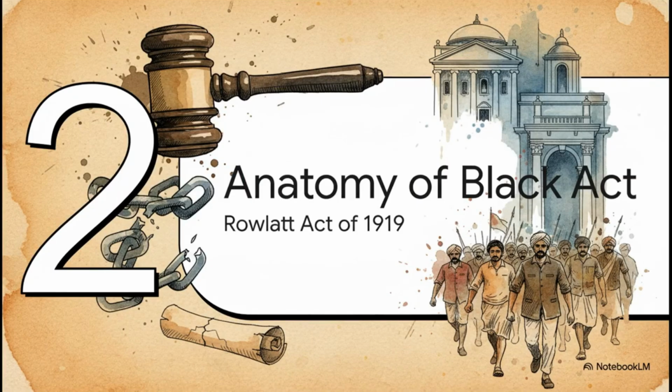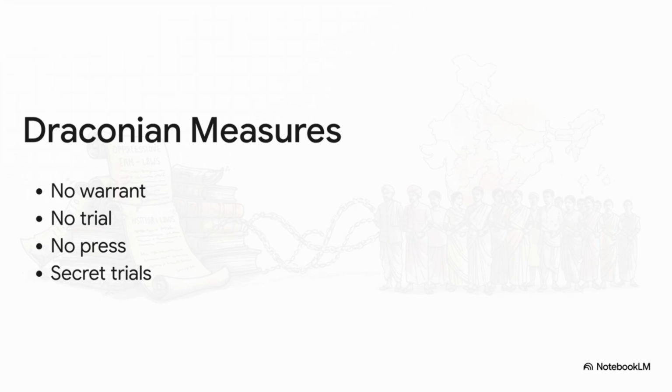Section 2. Anatomy of the Black Act. All right, let's dive into this and break down the brutal realities of the Anarchical and Revolutionary Crimes Act of 1919. It was officially passed on March 21st, despite, and this is wild, unanimous opposition from every single Indian member of the Imperial Legislative Council. This act authorized the government to arrest anyone suspected of terrorist activities without a warrant. It allowed for detention of up to 2 years without a single trial. It gave the police power to search places freely, placed severe restrictions on the freedom of the press, and even sanctioned in camera, meaning secret trials without juries.